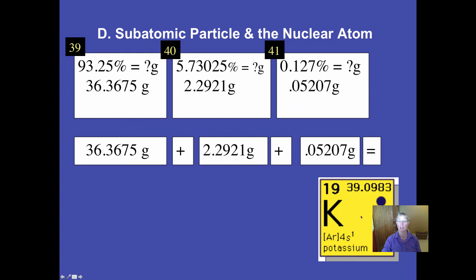We don't see over here in the upper right corner a whole number. We see a number with a decimal fraction. And the reason why it's not a whole number like a mass number is because we got it by doing a calculation that I'm going to show you now.